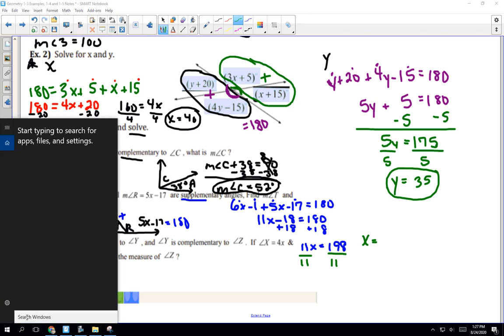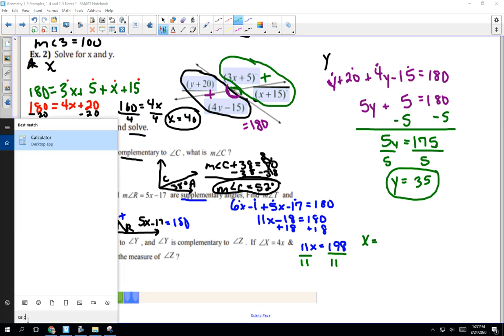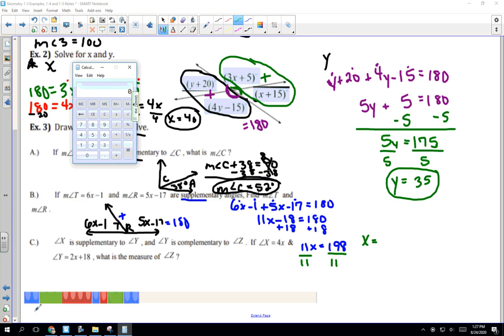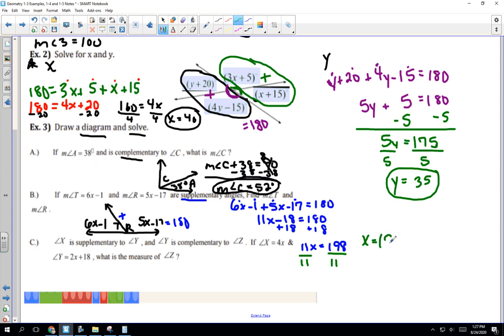I am going to pull up Mr. Calc for this. Answer: x is equal to 18. And we look, we have not found the answer. It says find the measure of angle T and the measure of angle R. So we're going to take 18 and hop them back in for x. We'll do it here too.